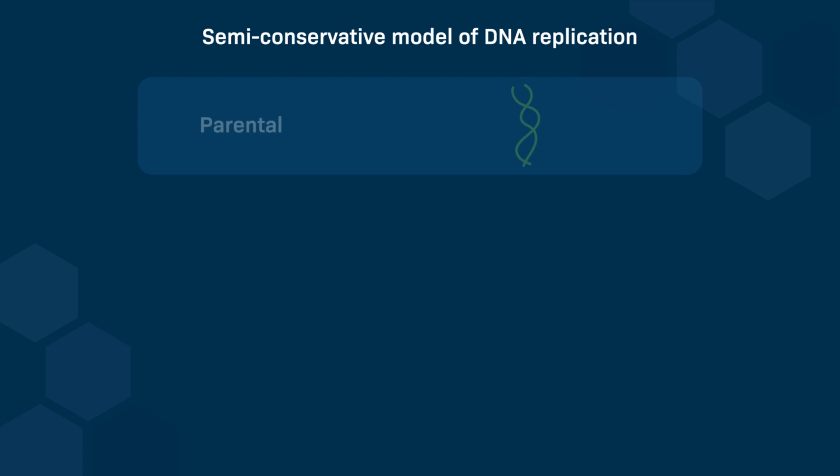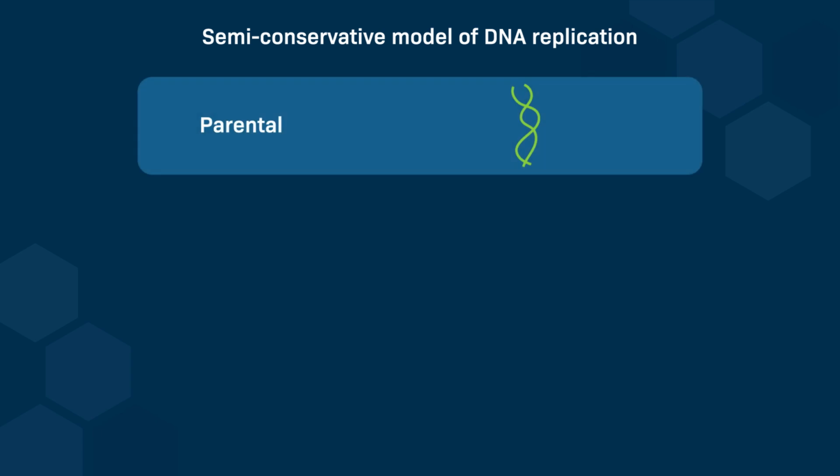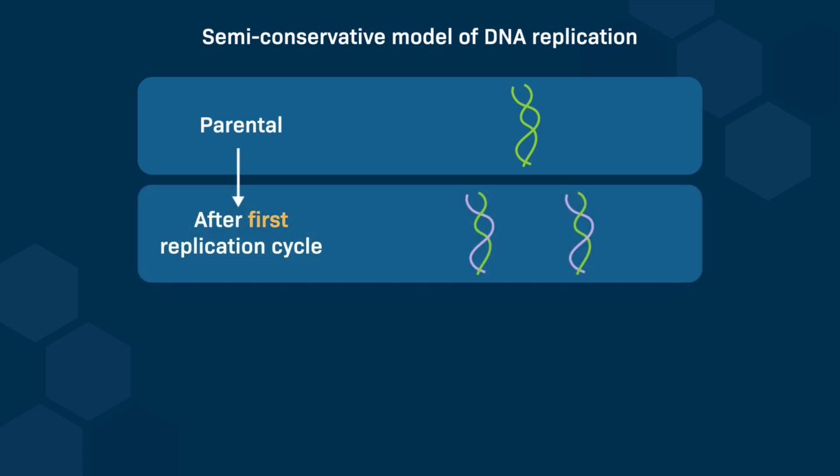In this model, each strand from a given DNA double helix serves as a template for the synthesis of a new strand. After the first round of replication, the resulting cells inherit hybrid DNA double helices. Each one consists of one parental strand, shown in green, and one newly synthesized strand, shown in purple.